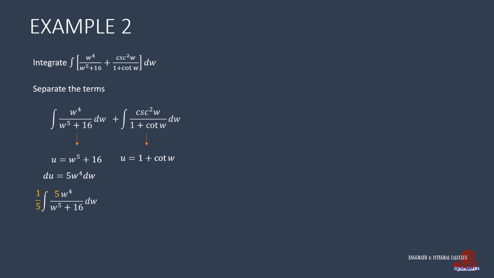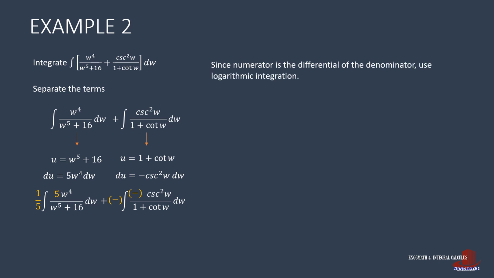For the second term, u is 1 plus cotangent w, where its derivative turns out as negative cosecant squared of w dw. Insert negative 1 into dw and another negative 1 right before the integrand. So this term could be integrated using the logarithmic method. Then, the integral of the whole function is a fifth of ln of the quantity w raised to 5 plus 16 minus ln of 1 plus cotangent w, and then add c.